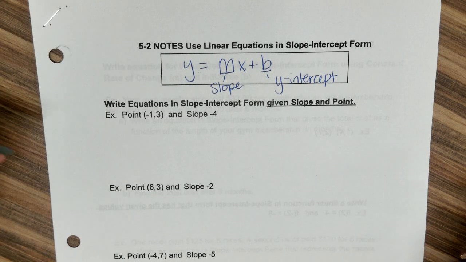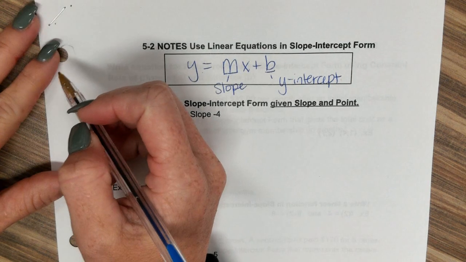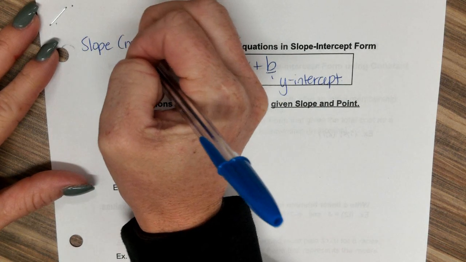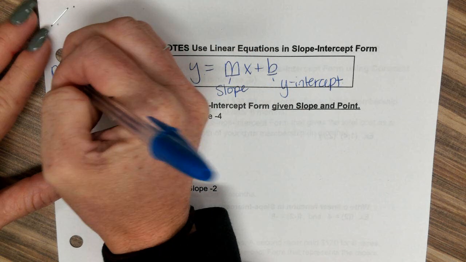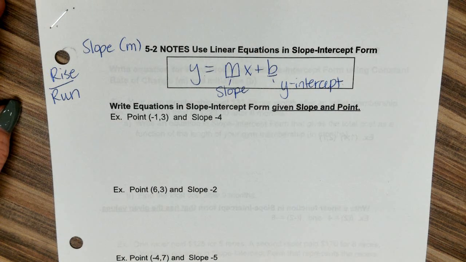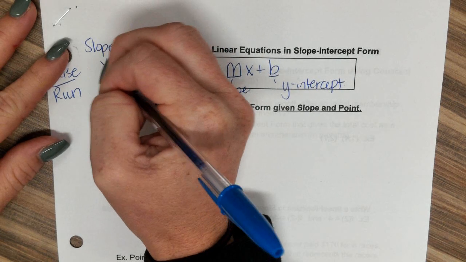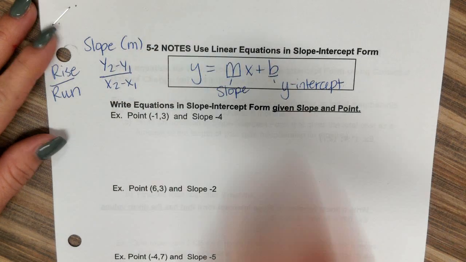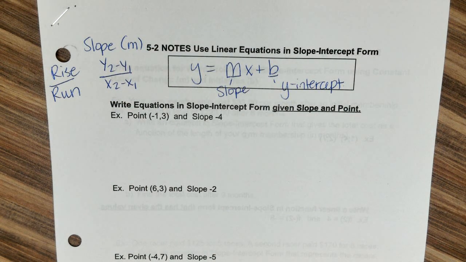Okay, how do you find slope? I've given you two ways. What's one way to find slope? So to find slope, which is the m, you can do rise over run. That only works when you have a graph. What is the other way you can find slope? y2 minus y1 over x2 minus x1. It's just the change in y's over the change in x's.